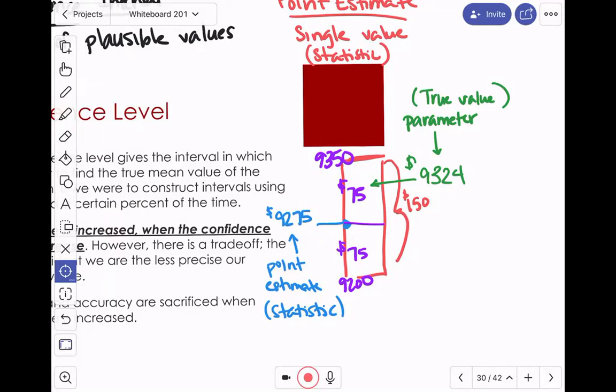No, probably not. We're probably going to get all different means. You understand that? We will probably all get different means. But here's what's going to stay the same. We will all have this $150 range.